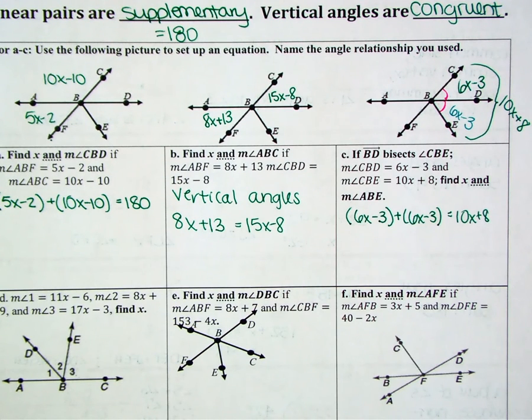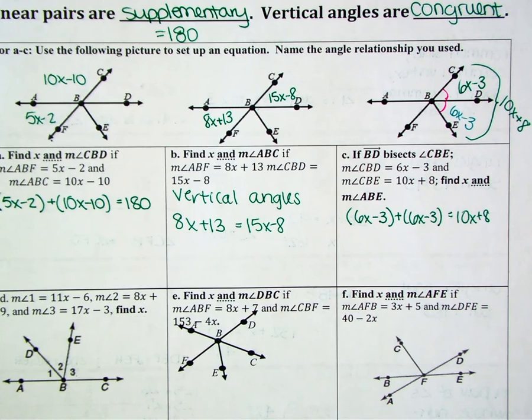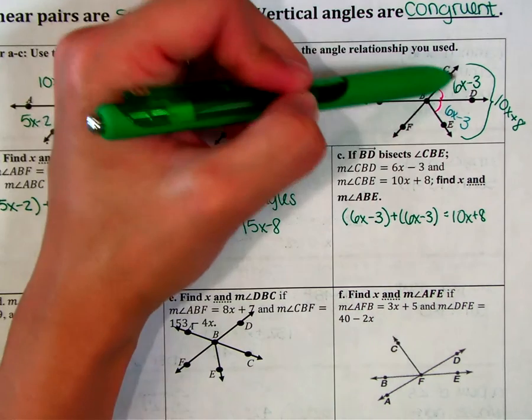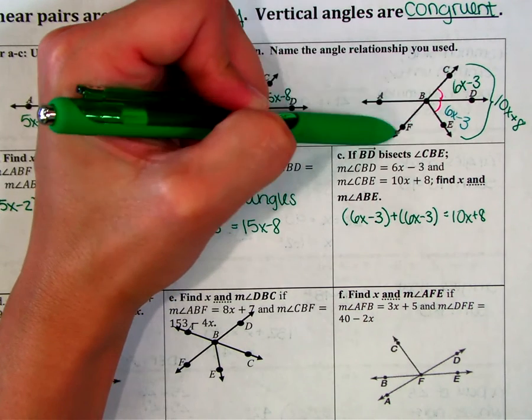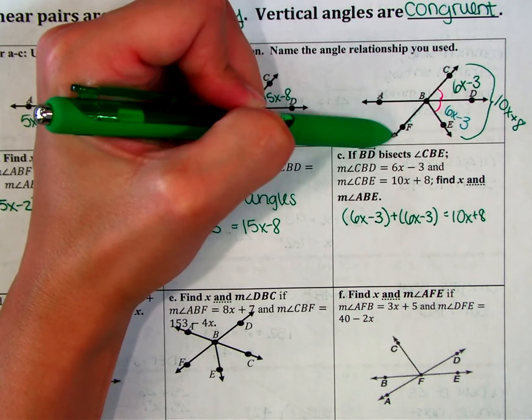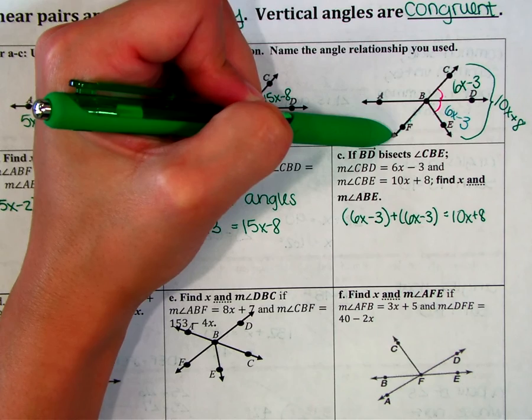And then we'll solve it, and then to figure out ABE, we're going to have to figure out the relationship between this angle that we know and this angle. Well, together they make a line. And then we would have to piece it together one more time.